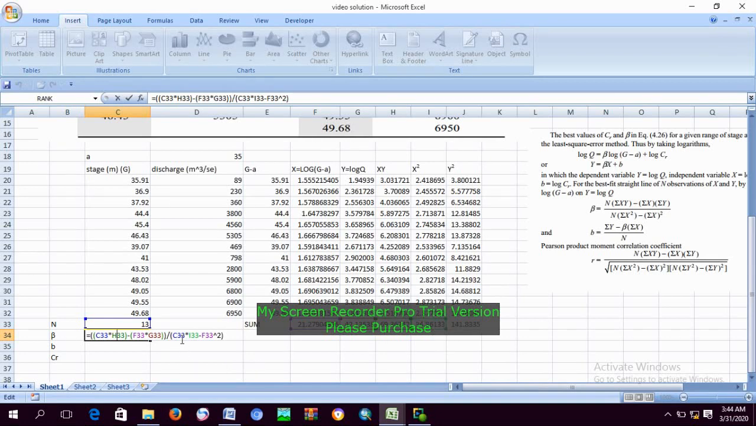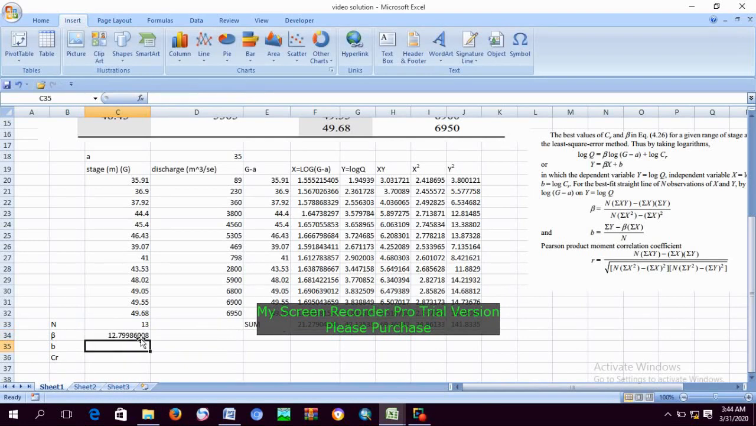In this, c3 means this value: n times the summation of x square, minus the summation of x, this value whole square.